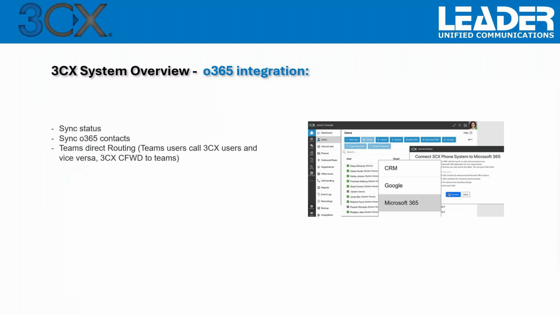Then we have Office 365 integration. We can have sync status, sync of Office 365 contacts, Teams direct routing, Teams users call the 3CX users and vice versa. And we can also forward the calls from our 3CX extension to Teams.